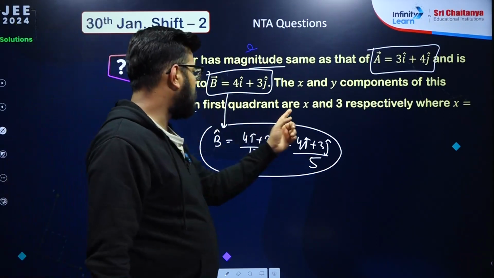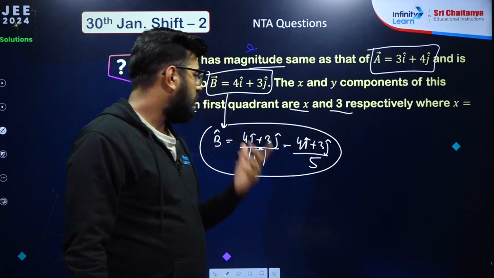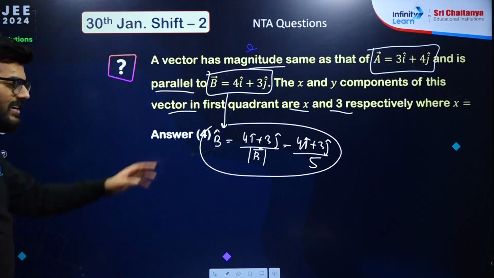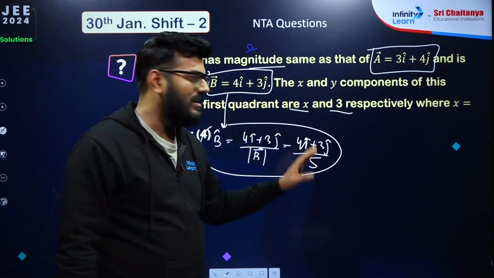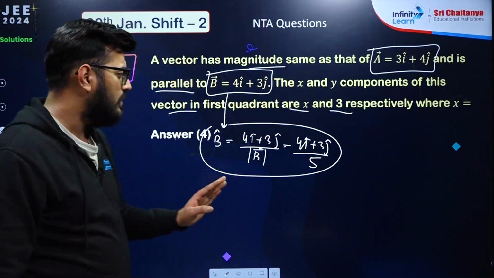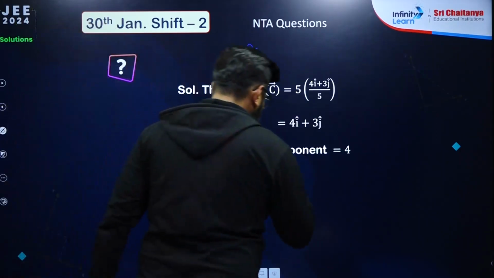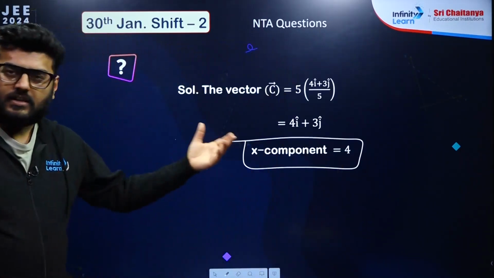So multiply by 3i plus 4j and you'll get the answer. And in the first quadrant they're asking, what is the value of x and y? X obviously is going to be equal to 4 only. So the correct answer is 4 only. I hope this is clear. It's a very simple problem asked from you, and this is the correct answer.